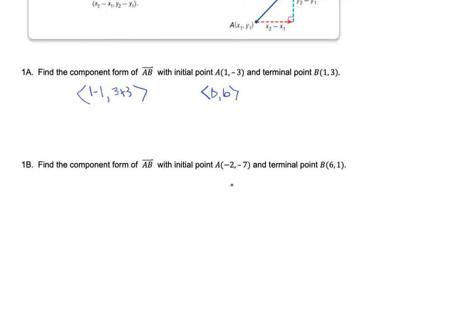1B we'll do the same way. We'll just take the difference of our x's, which is going to be 6 minus a -2, or 8, and 1 minus a -7, or 8.